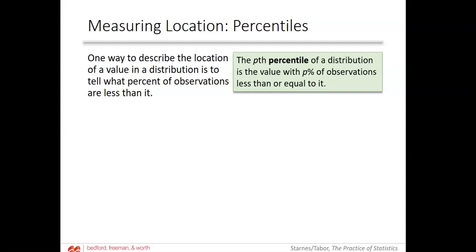So the percentile of a distribution is the value with p percentage of observations less than or equal to. So equal to is a key factor there. It can be less than or equal to that value. So let's go to the next slide.